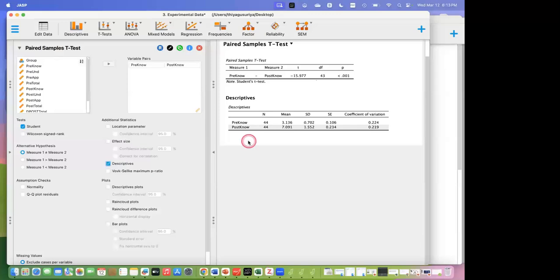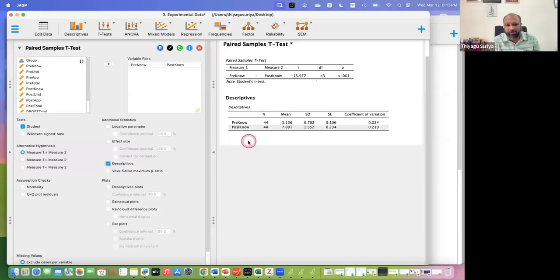What is my hypothesis? There is no significant difference between pre-test and post-test knowledge of control group only. But I have the total groups, control group and experimental group. How can I avoid this? Any idea? I need only the control group, or only the experimental group. Very simple. It is called filter.